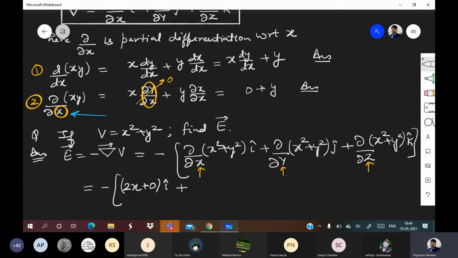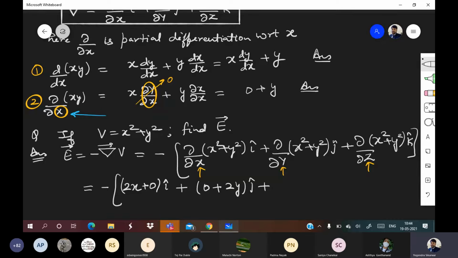Now if you talk about the second case, because differentiation is with respect to y, x will be treated as constant and y will be treated as variable. So differentiation of x square will be 0 and differentiation of y square will be 2y, and j cap is outside.